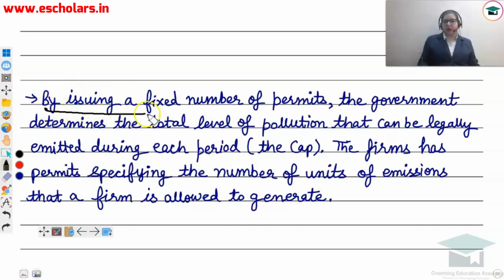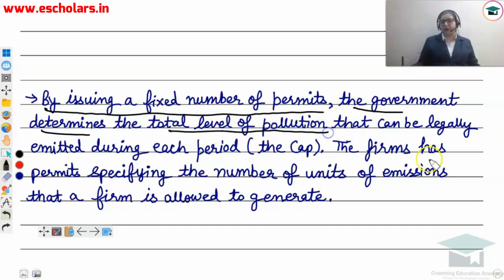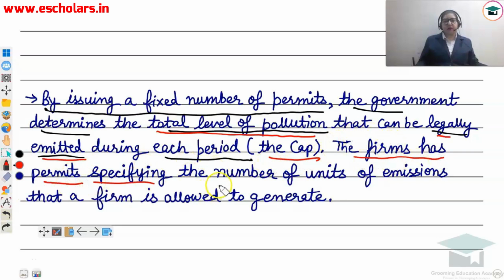Also, by issuing a fixed number of permits, the government determines the total level of pollution that can be legally emitted during each period. And that is called the cap. The cap is basically the total level of pollution that can be legally emitted during each period. Now the firms have permits specifying the number of units of emissions that a firm is allowed to generate.